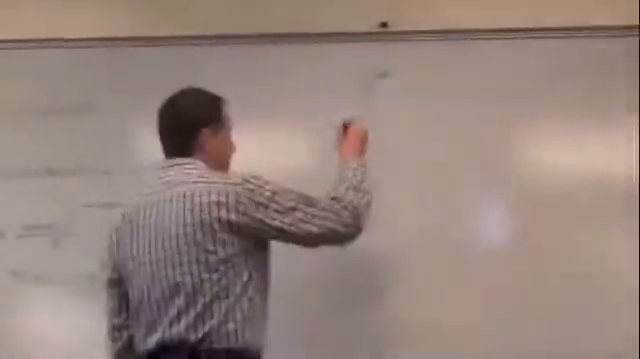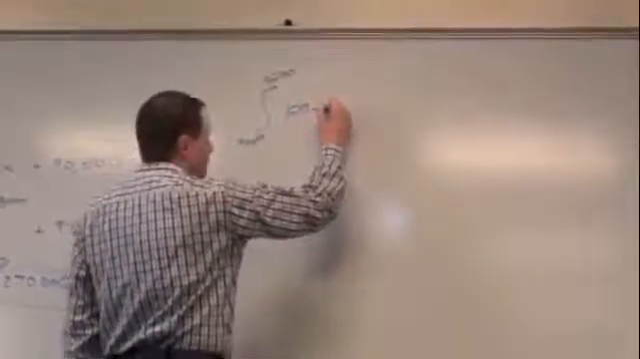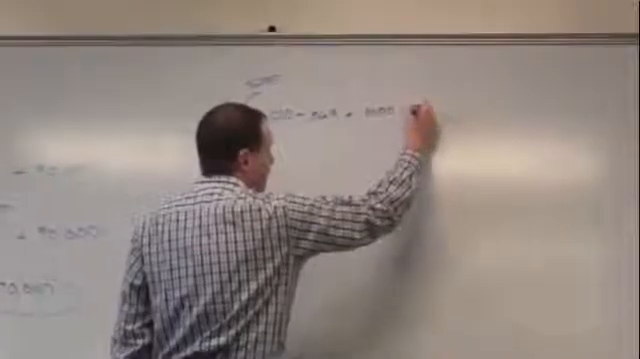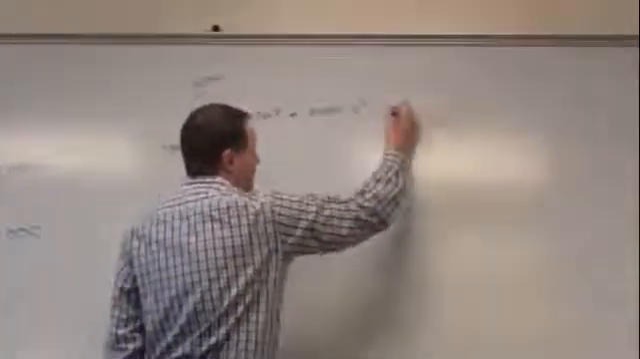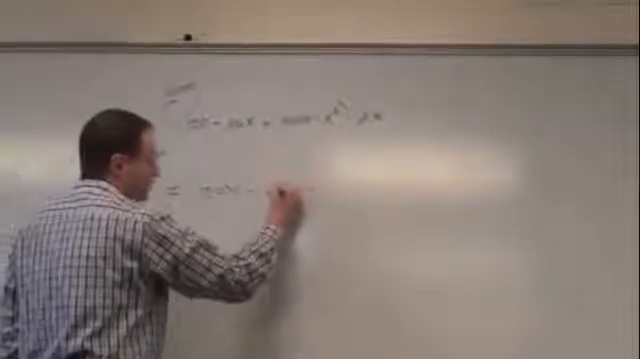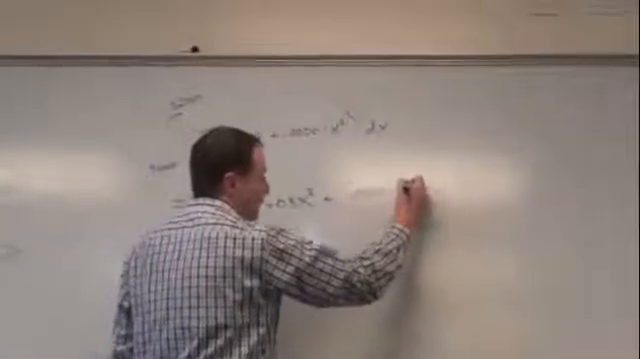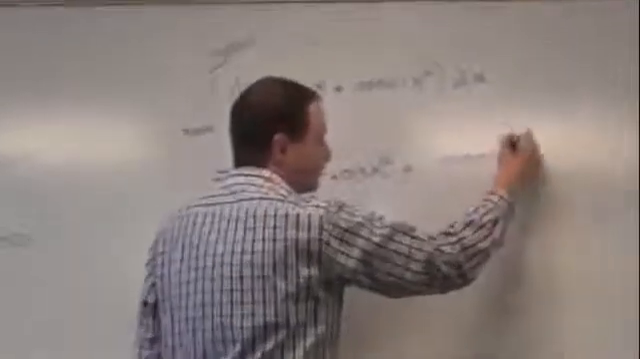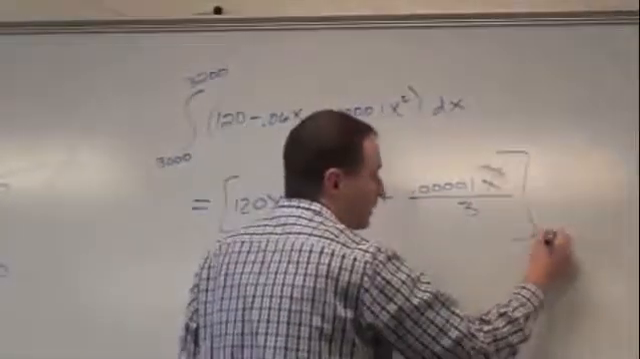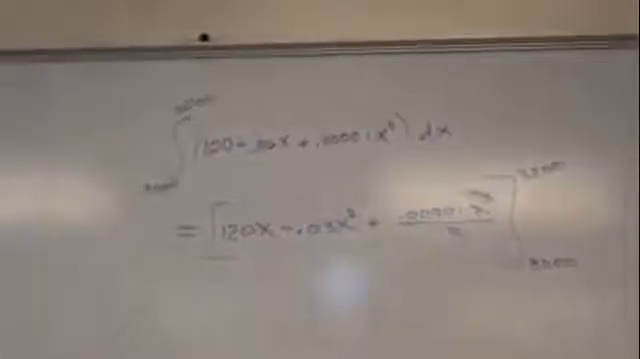So this is going to be my 120 minus 0.06x plus 0.00001x squared again, dx. We already integrated that to 120x minus 0.03x squared plus 0.00001x cubed over 3. So it's the same thing as I did last time, except now my limits of integration start at 3,000 and work up to 3,200.